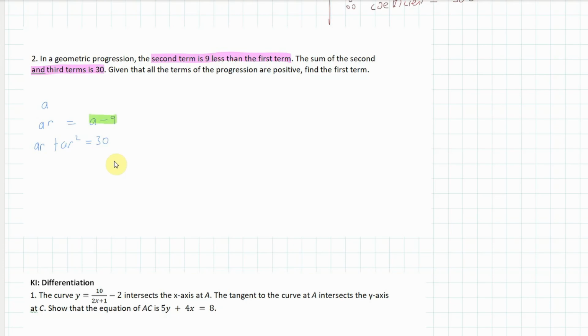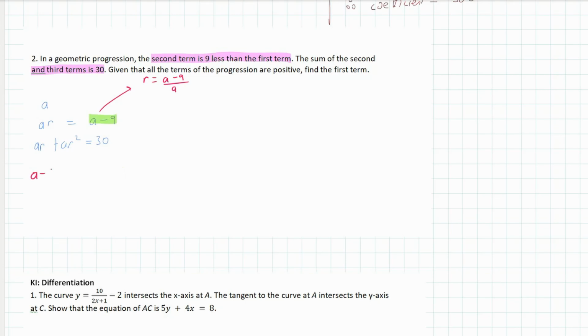Yeah, AR. Then, that's a bit tricky, isn't it? I guess we might need to do a little bit more work with this one here. So we'll go R equals A minus 9 over A, because I've got to get rid of that A there. That's what I'll do.